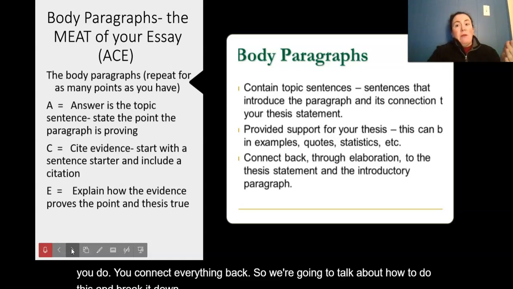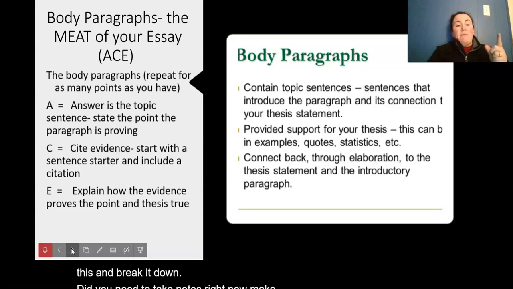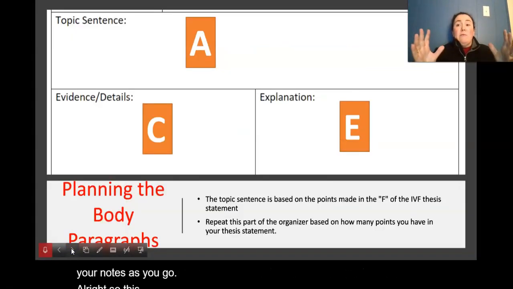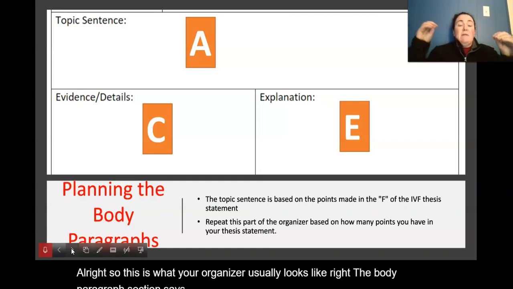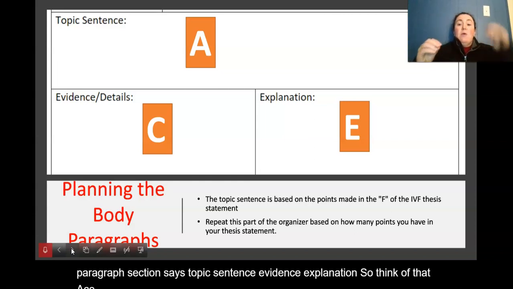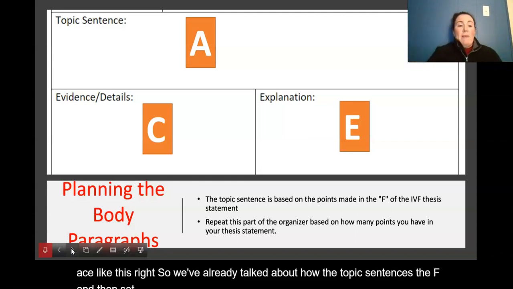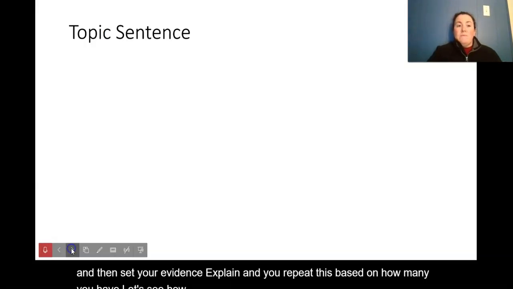Do you need to take notes right now? Make sure you're pausing and filling in your notes as you go. All right, so this is what your organizer usually looks like, right? The body paragraph section says topic sentence, evidence, explanation. So think of that ACE like this: we've already talked about how the topic sentence is the F, and then cite your evidence, explain, and you repeat this based on how many points you have. Let's see how it works.